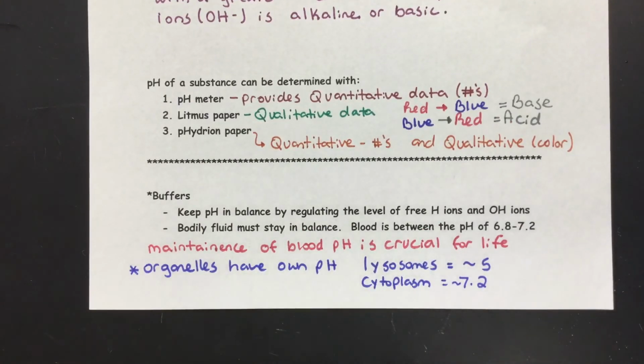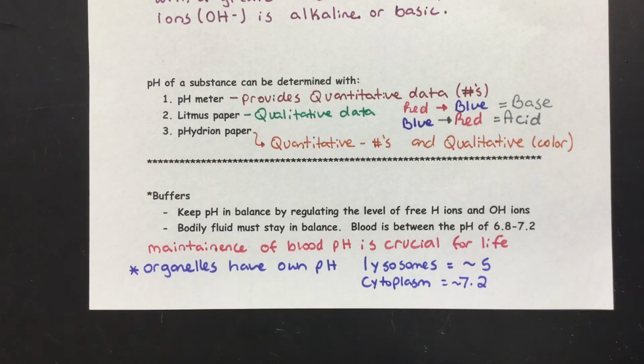Buffers. Buffers are going to keep the pH in balance by regulating the level of free hydrogen ions and hydroxide ions within your body. So we said a lot of your body fluids like to be right around that neutral range. Stomach acid is a little different. Body fluid needs to stay in balance. So for instance, cytoplasm that makes up your cells is about 7.2. Well, within your cells, you guys have these organelles called lysosomes. They're basically like the stomachs of the cell. They break down old cell parts for your bacteria. Their pH is a 5.